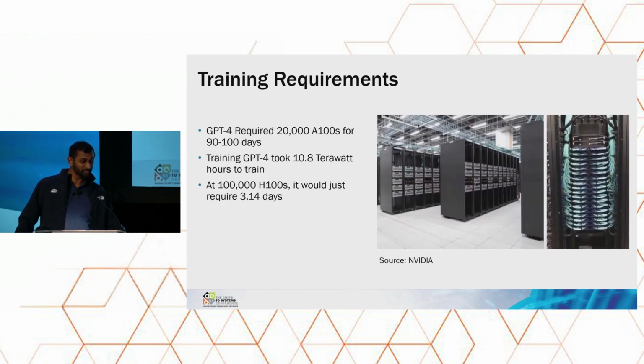On the training side, I mentioned we're waiting for that next generation frontier model. But what was GPT-4? Roughly 20,000 A100s, for 90 to 100 days. Over 10 terawatts of power.